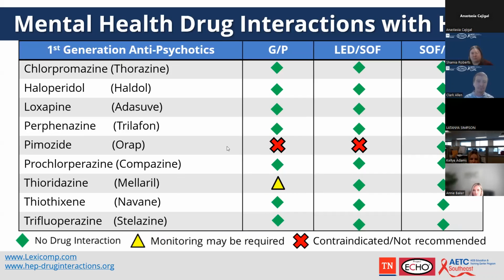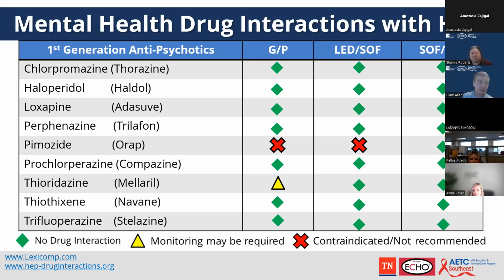Next slide. Now, kind of shifting gears, these medications are the first generation antipsychotics, so they're primarily going to be indicated for patients with schizophrenia and maybe even bipolar. Could be some other mental health conditions as well, but mainly you're going to see these prescribed for schizophrenia. Lots of different agents here.